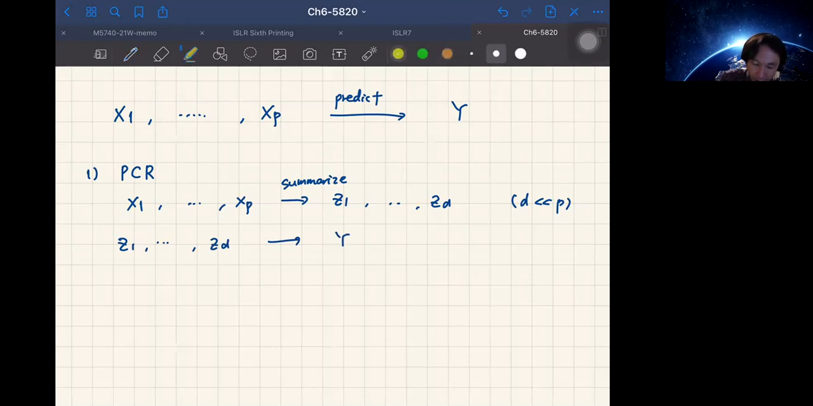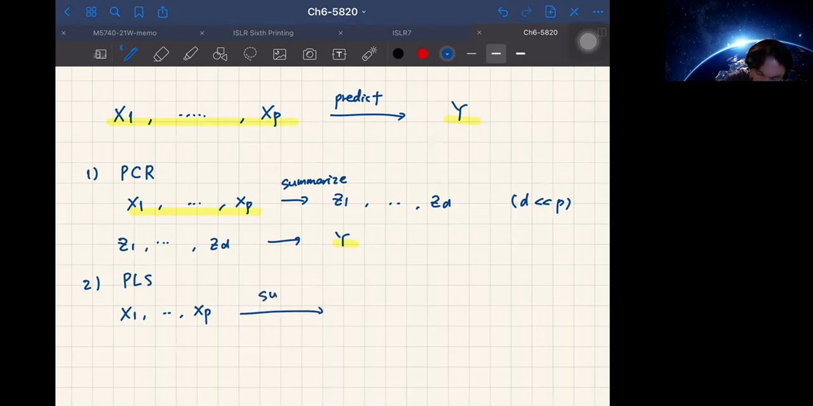So originally we observed x1 to xp and y, but we summarize x1 to xp to z1 to zd. Then we use z1 to zd to predict y. And today we study the partial least squares. With partial least squares, we use the information of x1 to xp and also y. Still we summarize x1 to xp, but we use the information of y. Then we use z1 to zd to predict y.